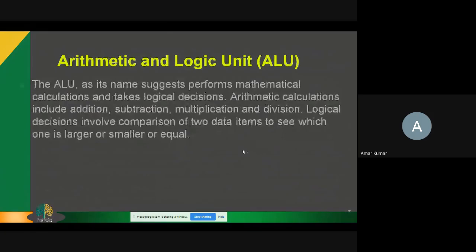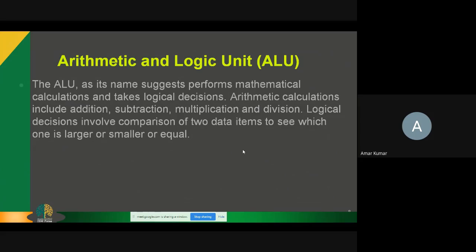Arithmetic and logic unit. What is arithmetic and logic unit? Arithmetic and logic unit, as its name suggests, performs mathematical calculations and takes logical decisions. Arithmetic calculations include addition, subtraction, multiplication, and division. Logical decisions involve comparisons of two data items to see which one is larger or smaller or equal to.